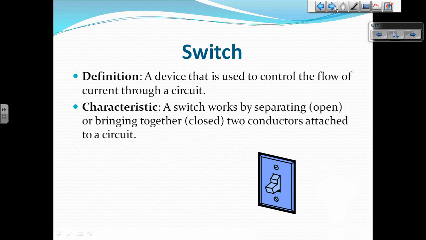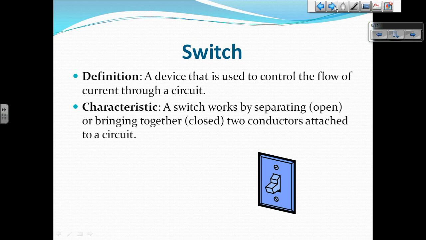A switch is another part of a circuit. A switch is actually a device that is used to control the flow of current through a circuit. So think of a switch as like an on-off button on objects. When you turn something on, you're allowing electrical energy to flow through it. You're closing the circuit. And then when you turn it off, you're opening the circuit and stopping the flow of electrical energy through that circuit.